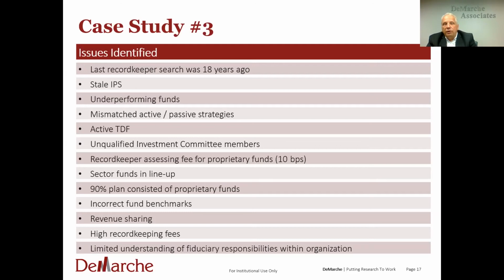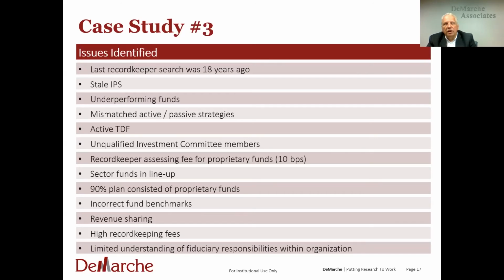To Craig's earlier point too, in this particular case, 90% of the plan consisted of proprietary funds. So those were funds that were associated strictly with the record keeper. In some cases, the benchmarks were incorrect. Those needed to be addressed and fixed. There was a fair amount of revenue sharing. The record keeping fees were high. And again, there was a basic understanding, but I would say somewhat limited understanding, of the fiduciary responsibilities they have within the organization.